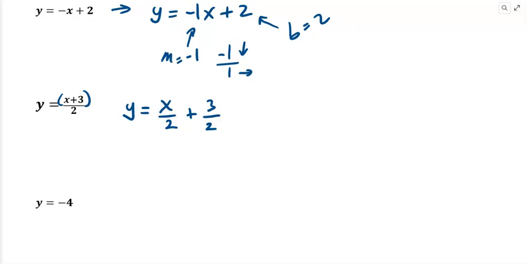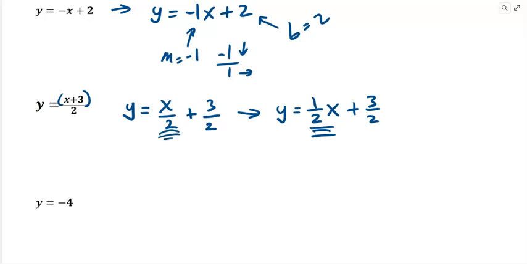Okay? Now, also what you have to remember is that x over 2 is the same thing as 1/2 times x. So this would actually be y equals 1/2 multiplied by x plus 3 over 2. Now why is that the case? Why is this the same as this?